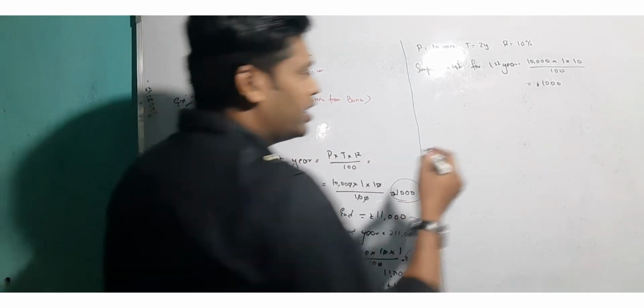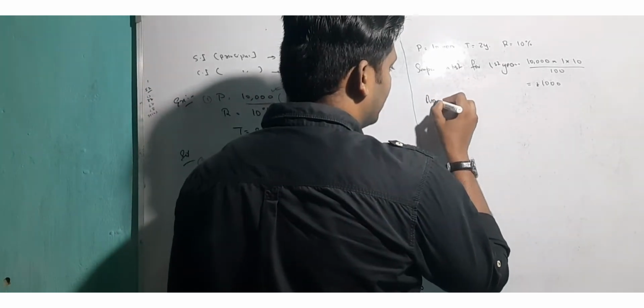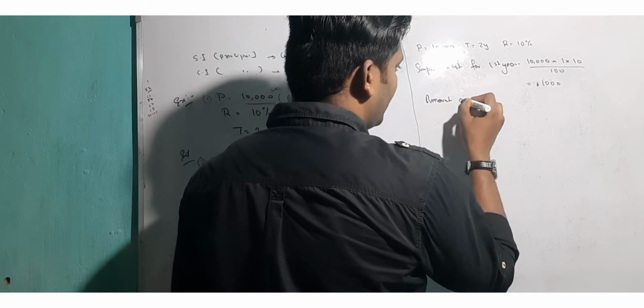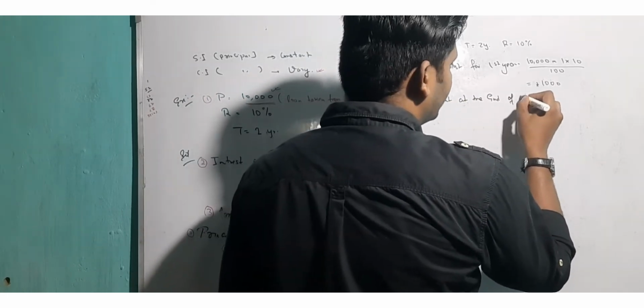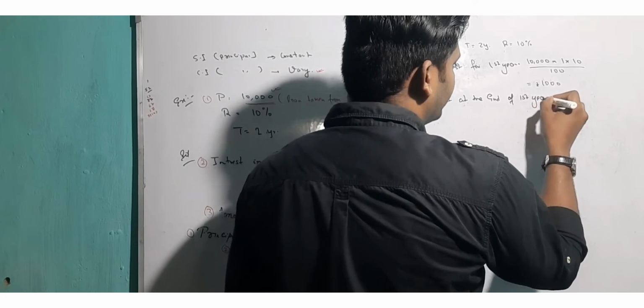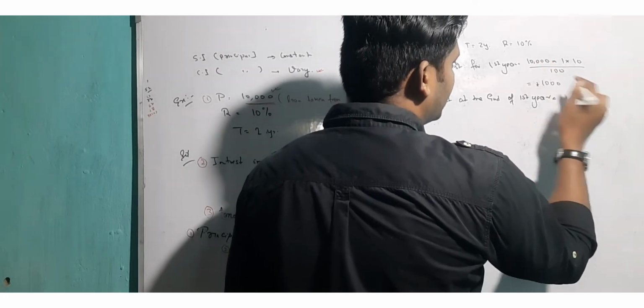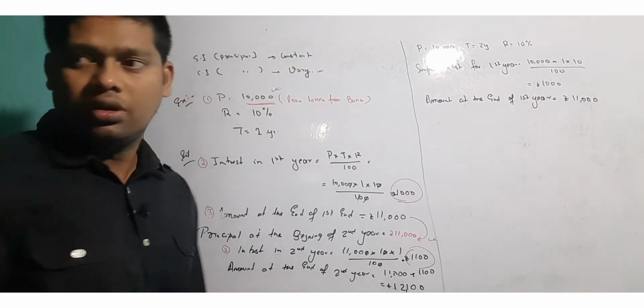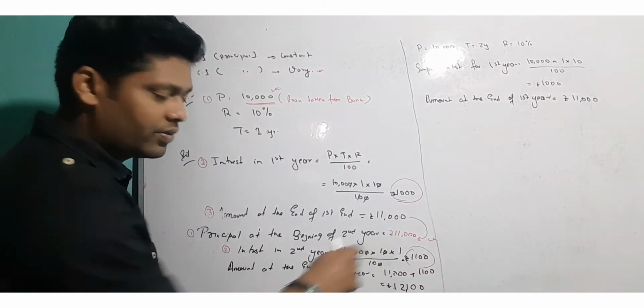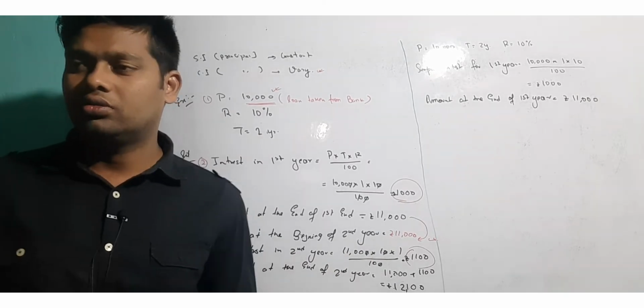You understand? Okay. So the amount at the end of the first year: 10,000 plus 1,000. How much? 11,000. Right? See, what is the doubt?